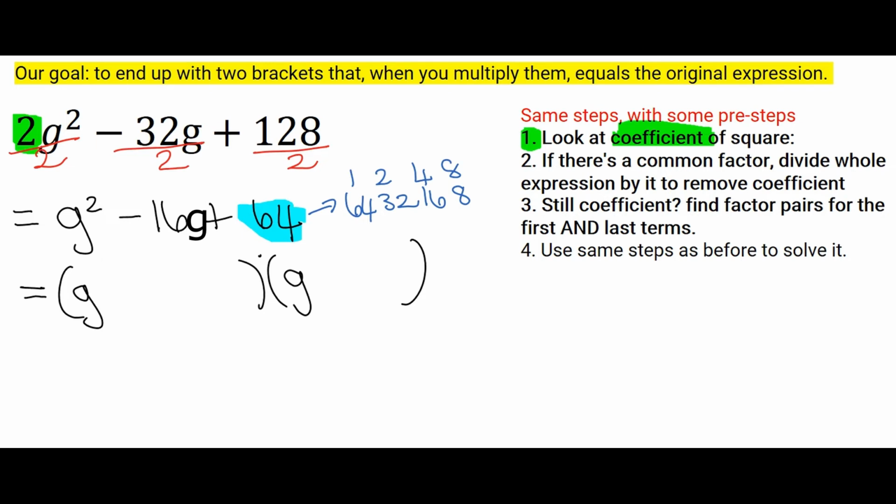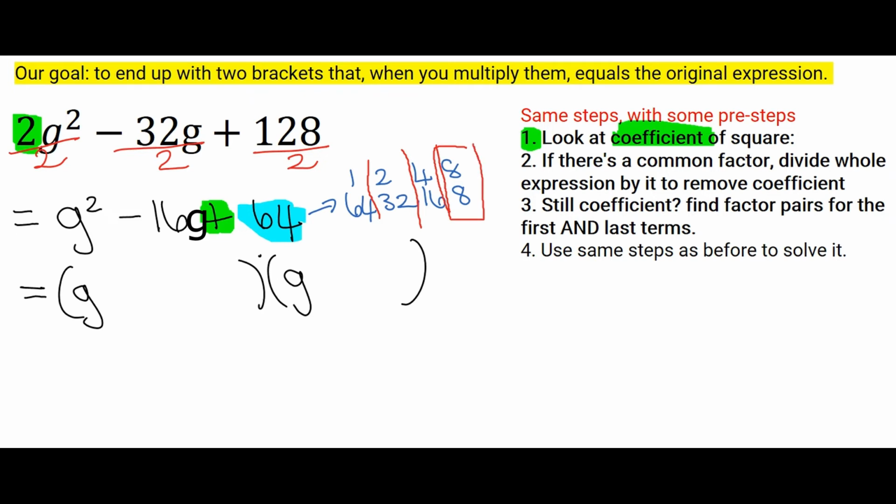Now we look at the sign of the constant. It's a plus sign, which means the signs in the bracket are going to be the same. And also we need to add a pair of factors until we get 16. So which of these pairs of factors equals 16 when you add them? It's going to be 8 plus 8 that gives you 16.